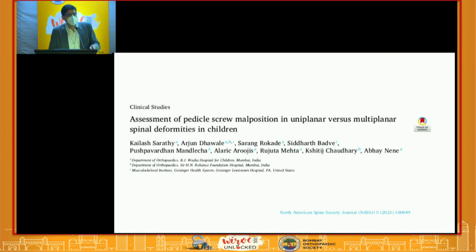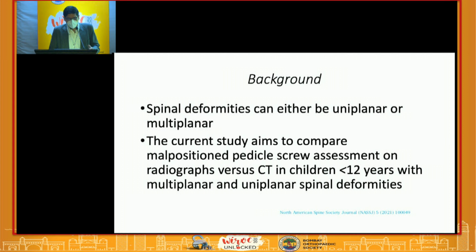I had actually presented this at WIROC 2 years back, and it's coming to print, and I'm going to just sort of take you through the steps, how you can actually convert it to the point where it is published. Okay, so when you present something, it's very preliminary data, but to write it, actually, it takes a lot more effort.